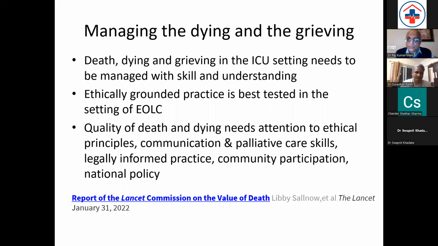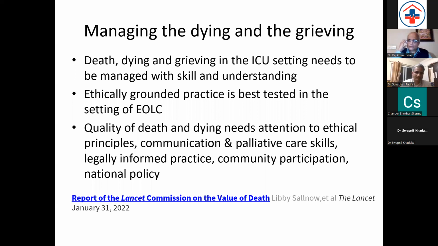So how do we manage death and grieving, dying and grieving? This was brought about in depth by the report of the Lancet Commission on the Value of Death by Libby Salnow et al., which was published exactly a year ago in January 22. So their findings were this.